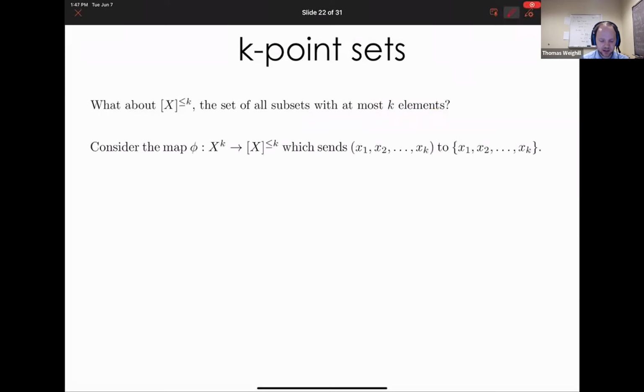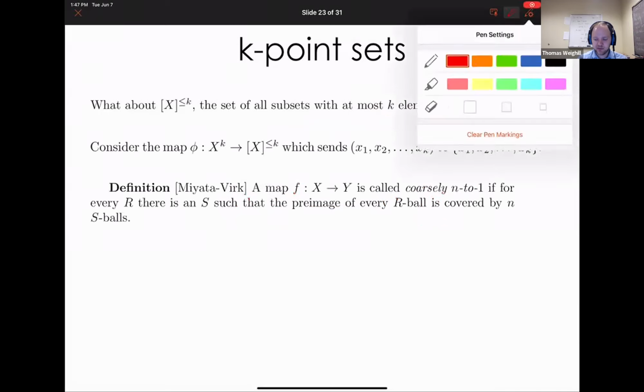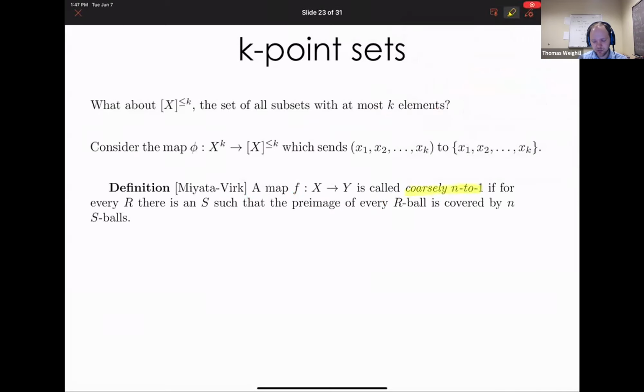The main trick is to take the natural map that goes from ordered k-tuples to subsets, which just forgets. It takes a tuple, forgets that it was a tuple, and treats it as a subset. And this map turns out to have a very nice property in coarse geometry called coarsely n to 1. What does coarsely n to 1 mean? Well, an n to 1 map should have fibers of cardinality n.